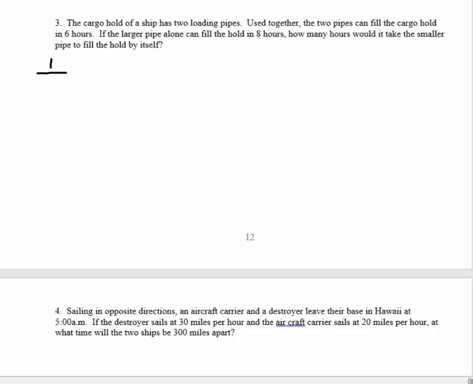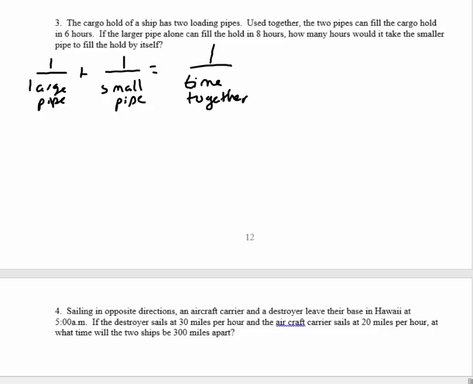1 over, let's do the large pipe, the time of the large pipe, plus 1 over the small pipe is going to equal 1 over the time together. So what are we looking for? It says how many hours would it take the smaller pipe? So we don't know the smaller pipe, so x is going to be the time of the smaller.